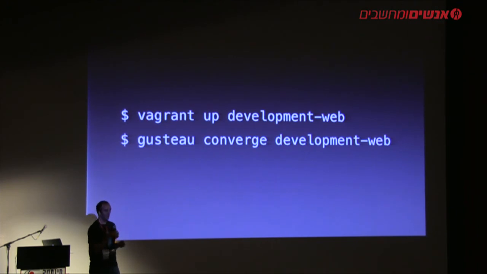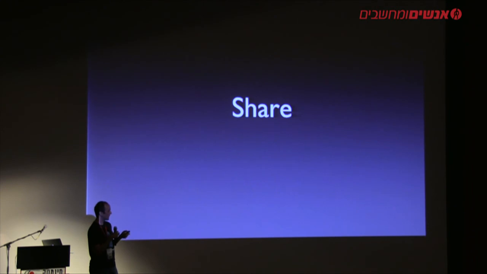You might need to do vagrant up development web if something changed between now and the last 10 minutes, and you put your virtual machine down. But then you run Chef converge, and when that runs, it will actually only end up making those changes. So it will only end up installing a new version of Ruby, and that's all it will do. It won't go through installing Nginx again, but it will check to make sure there weren't any changes in the configuration. So that's pretty cool, right?